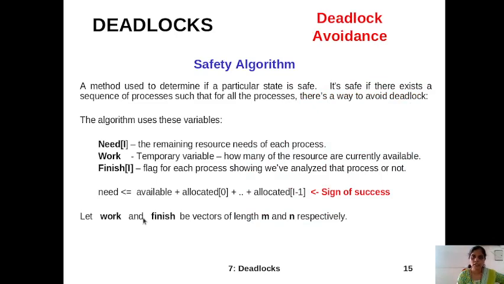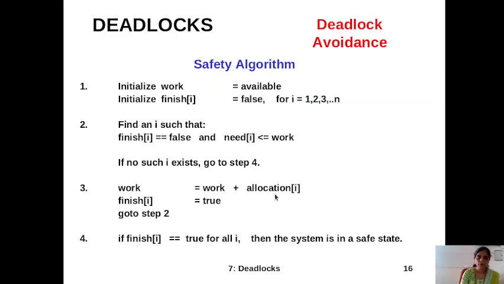There is an algorithm called the safety algorithm, which checks for these different types of states. There are 3 variables used in this algorithm: need, work and finish. Before we allocate any resources to a new process, we are going to check whether the need is less than the available plus allocated for that particular process. If yes, then we are going to proceed further. So we are going to analyze this. We are going to initialize work equal to available.